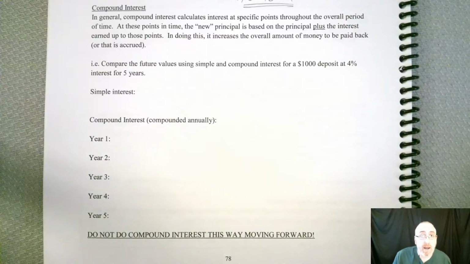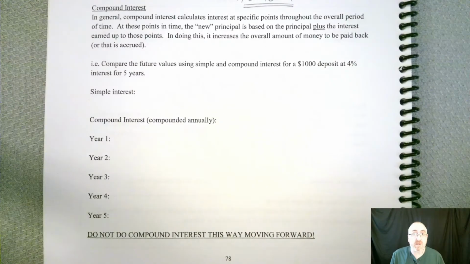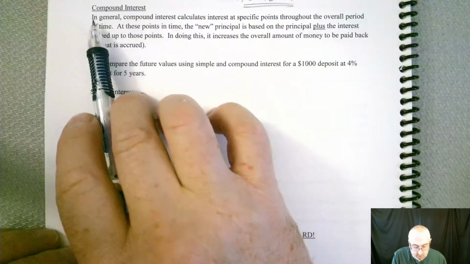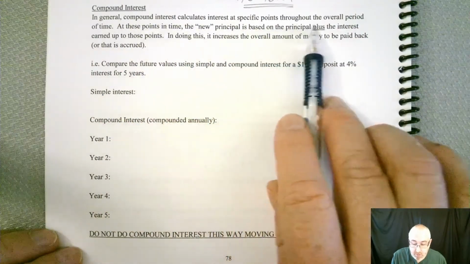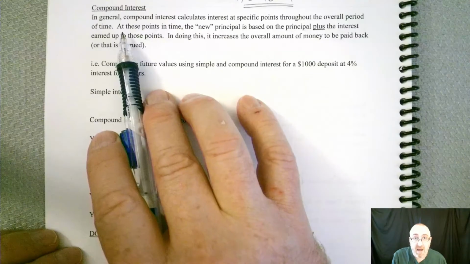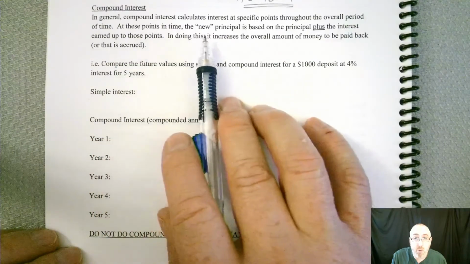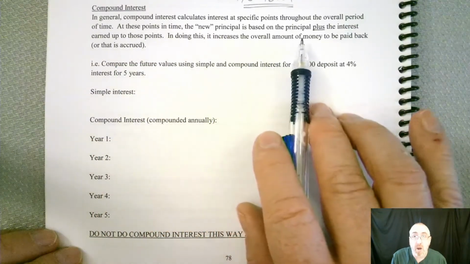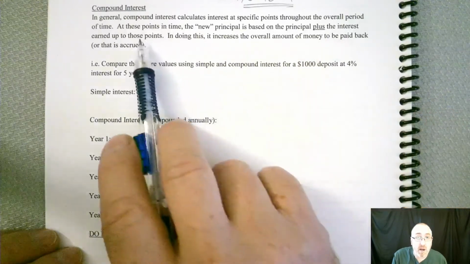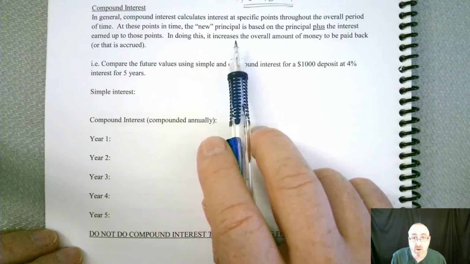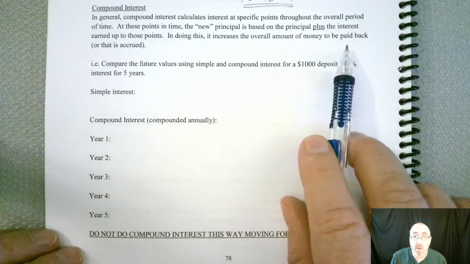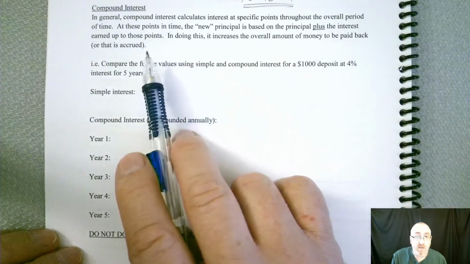All right, welcome back. We are now going to look at some examples with compound interest, but let's first just describe it once again just to make sure we understand. So in general, compound interest calculates interest at specific points throughout the overall period of time. At these points in time, the new principal is based on the principal plus the interest earned up to those points. In doing this, it increases the overall amount of money to be paid back or that is accrued.